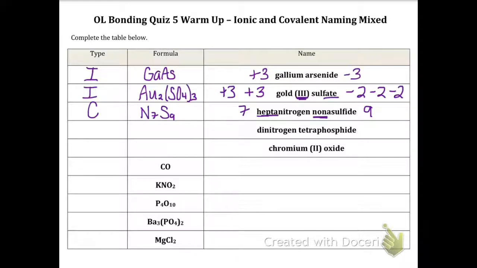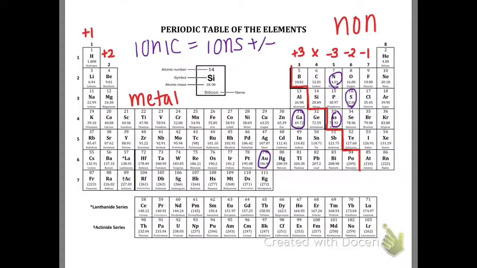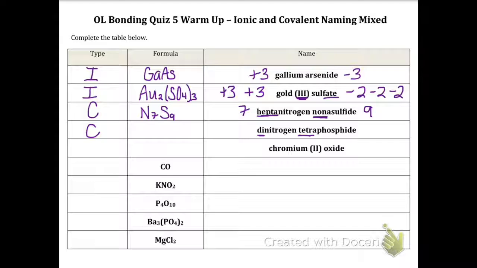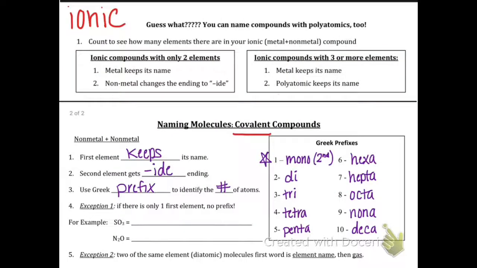Okay, next, dinitrogen tetraphosphide. Here we have di and tetra, so we automatically know this is covalent. If you want to double check, nitrogen and phosphorus are right on top of each other. Those are both nonmetals. Okay, our prefixes say that di is 2 and tetra is 4. So if you don't remember these prefixes, I would suggest looking back at your notes and looking up your prefixes.